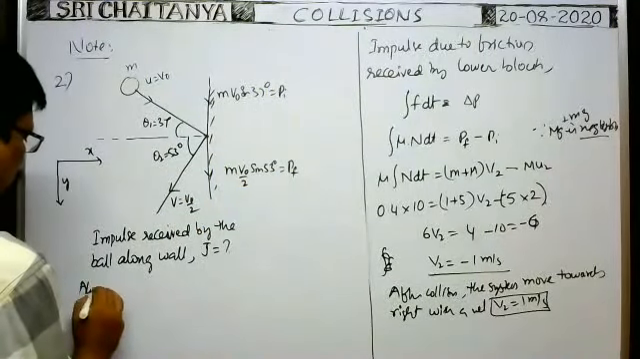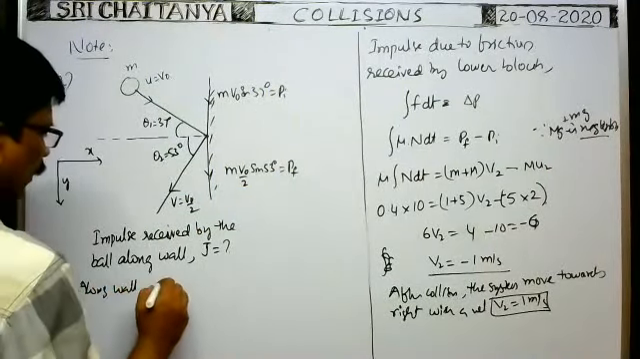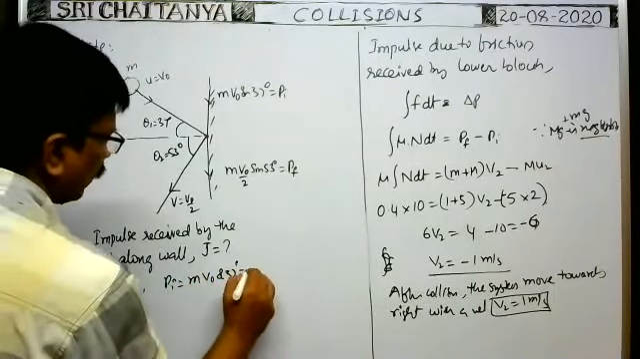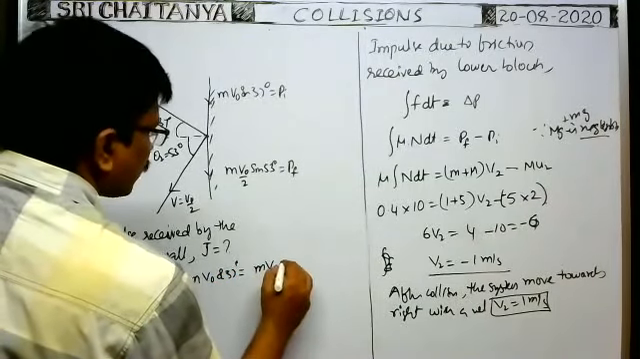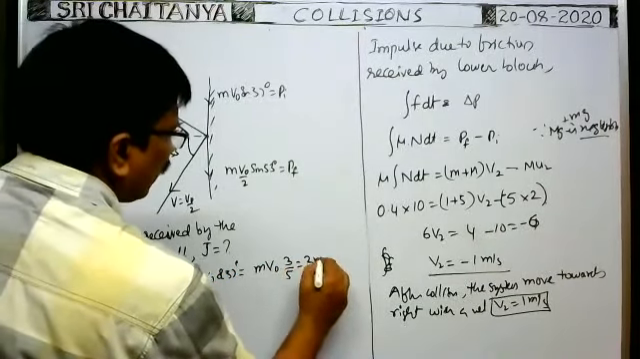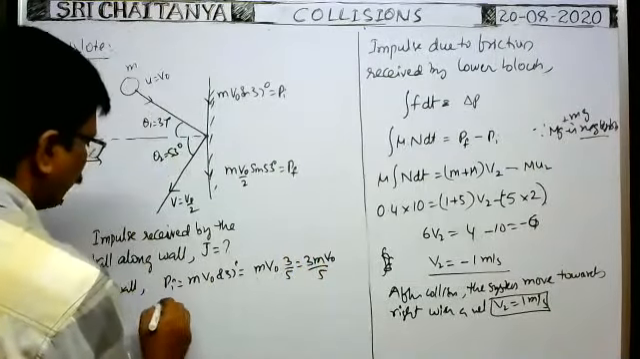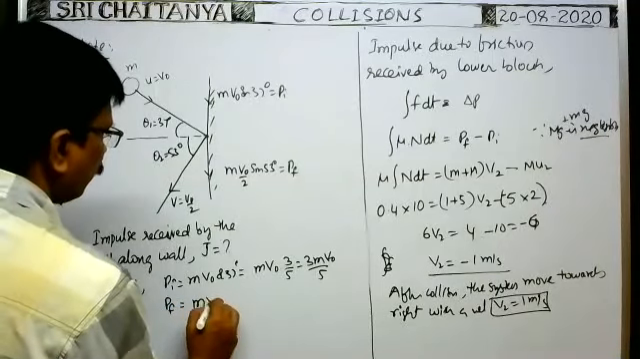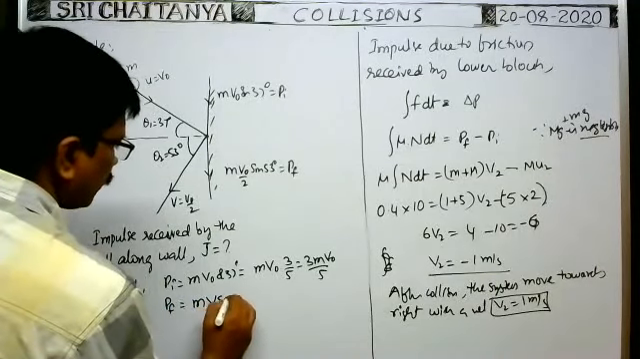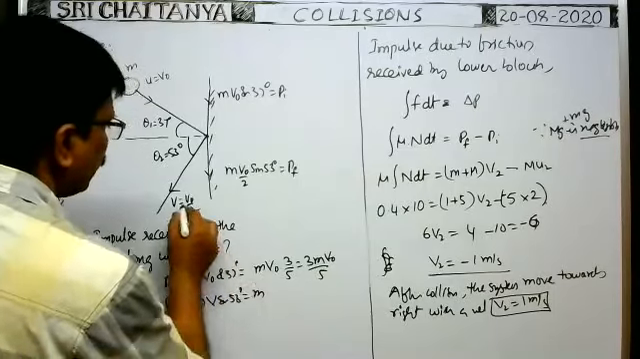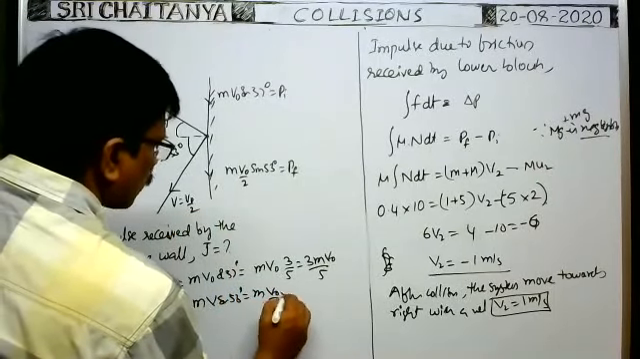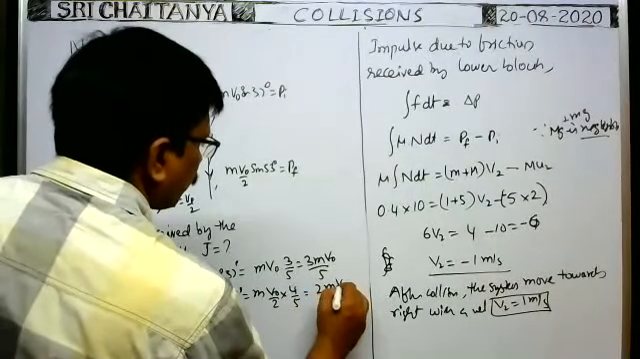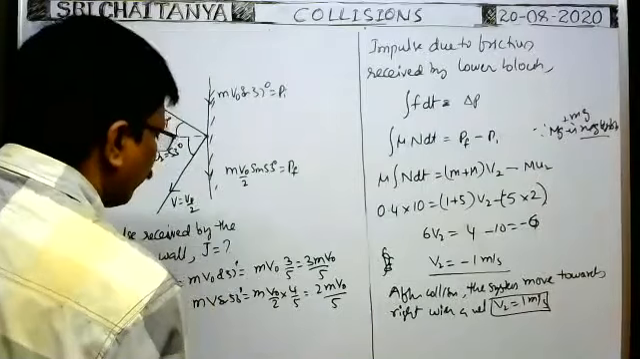So along the wall, initial momentum is m v0 sin 37, and sin 37 means 3 by 5, that is equal to 3 m v0 by 5. Final momentum along the wall is m v sin 53, that is m into v0 by 2, and sin 53 means 4 by 5, that is equal to 2 m v0 by 5.